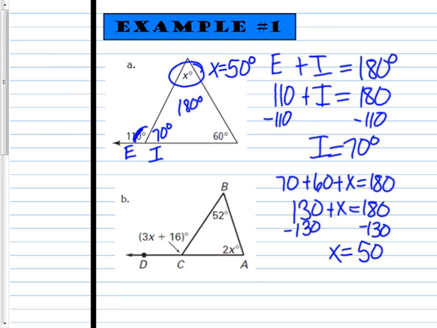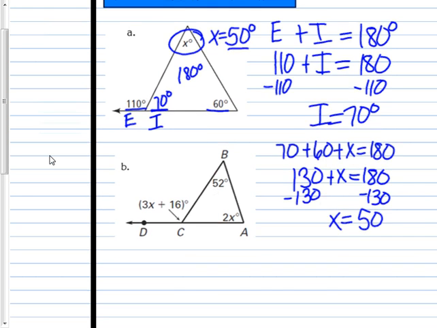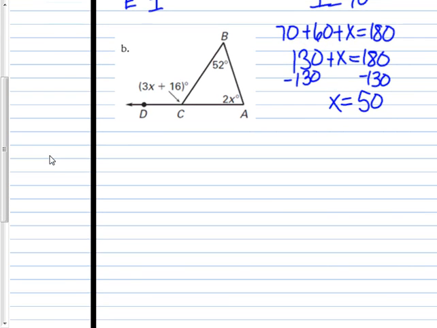And to double check that, I should make sure that 50 plus 70 plus 60 all add up to 180, and they do. I also should double check that 70 and 110 add up to 180, and they do as well. So I am on the right track. Okay, I have been solving them correctly. Let's go down and do letter B. I'll just want a green marker so we don't get confused with what we already had.